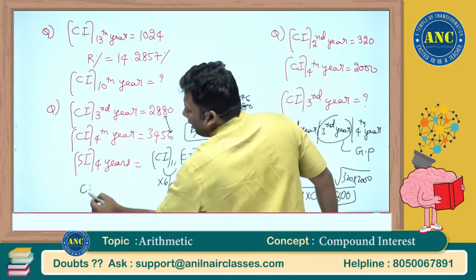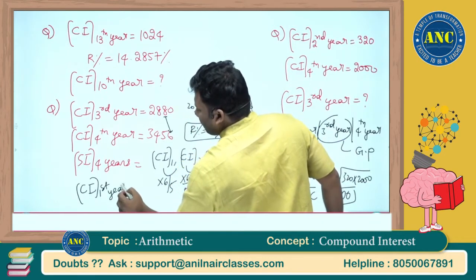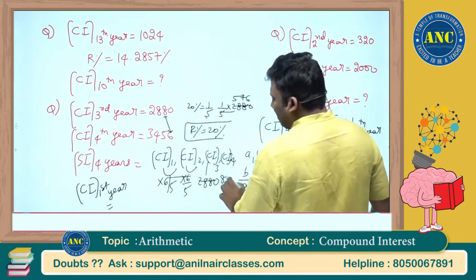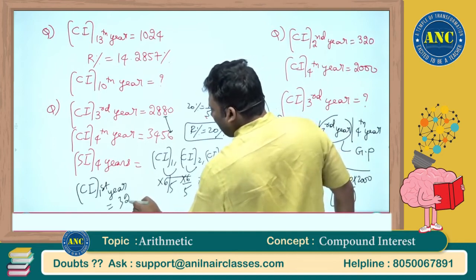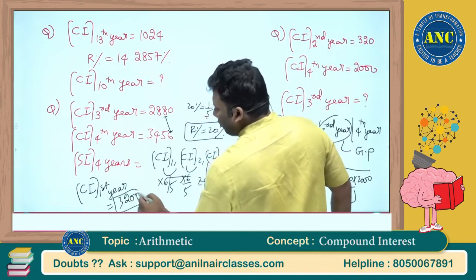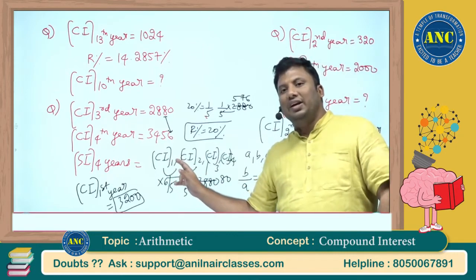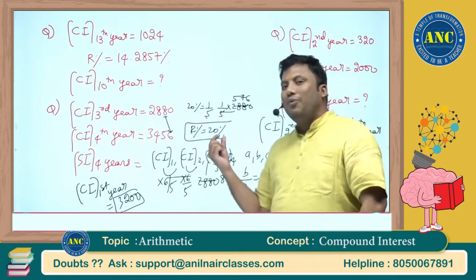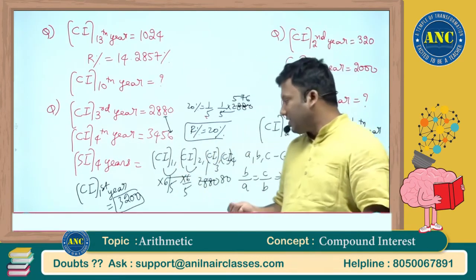So compound interest for the first year is 36, 36 80s are 80 into 40, it is 3200. CI1, CI2, CI3, CI4 all are in geometric progression. What is the common ratio? The scaling factor, which is 1 plus R percentage.